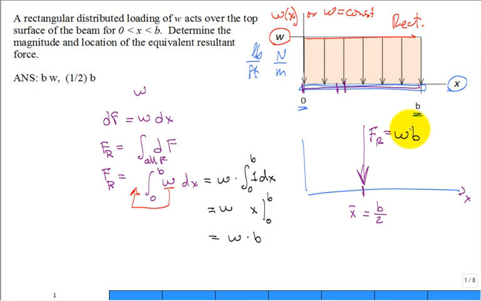You could have guessed that result. It's the area. Yeah, area. Right? Okay, hopefully I didn't lose anybody. Hopefully you're all with me, because we're going to move to a triangular distribution.